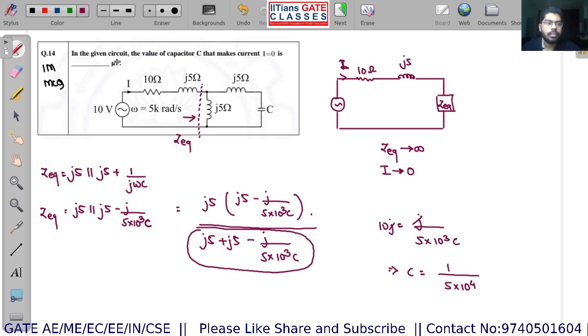Here they have asked in microfarad. So 100, 10 to the power 2. So this comes out to be 20 microfarad. Okay. So very simple question, 20 microfarad is your answer to this question.